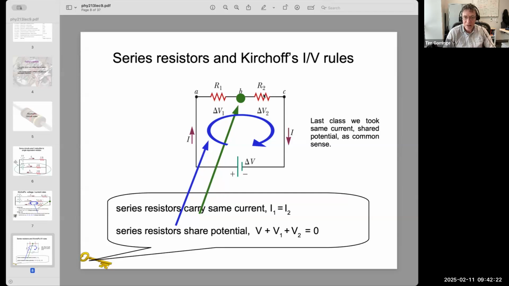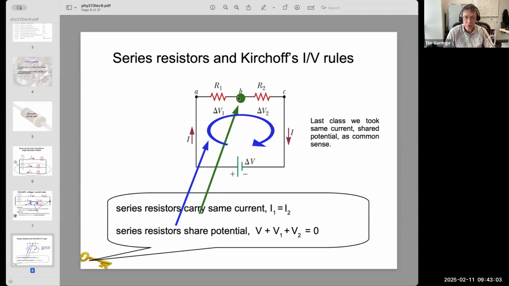If you remember the last class, we had two resistors in series, R1 and R2, connected across the terminals of a battery. In this series configuration, the current through the two resistors is the same, whereas the voltage from the battery is shared between R1 and R2. Those ideas are actually a result of Kirchhoff's rules. We thought of them as common sense, but they're a result of Kirchhoff's rules.